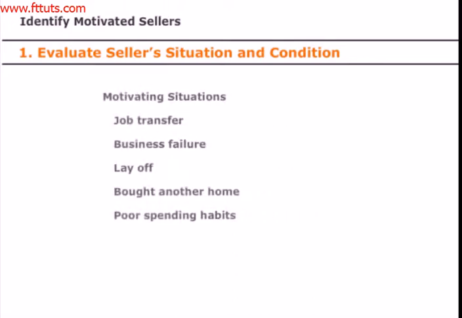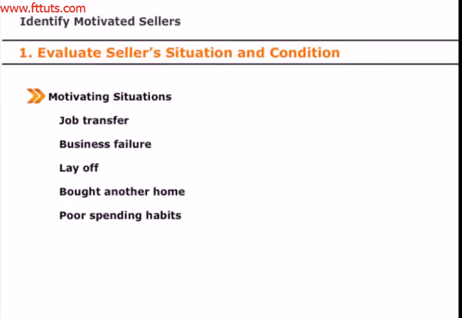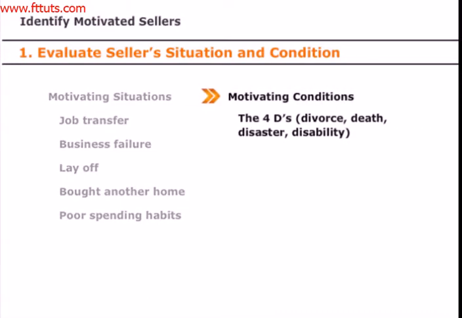These include a job transfer, a failing business, a layoff, purchase of another home, or they might simply have poor spending habits. We often refer to the conditions that a motivated seller might be dealing with as the 4 Ds: divorce, death, disaster, or disability. Typically, these sellers are affected by adverse conditions outside of their control. These motivated sellers are looking for someone to help them out right now.